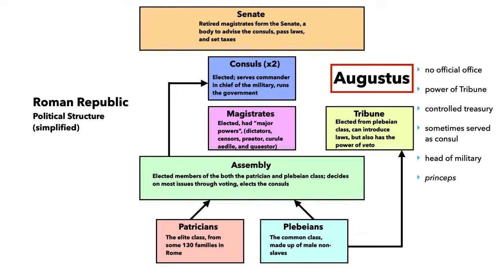If you wanted anything done and you needed money, well, you had to have Augustus's approval because Augustus controlled the treasury. He controlled the money. Sometimes he served as consul when it suited him. He was also head of the military, which ensured that nobody would attack him. And again, he was able to do this without looking like a king or an emperor, because he held no title. He was simply princeps civitatis, the first citizen of the state, a role model for Romans, but not a king and not an emperor.